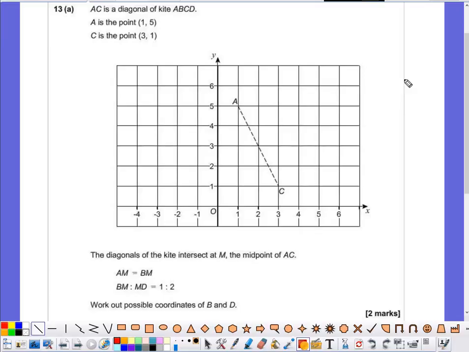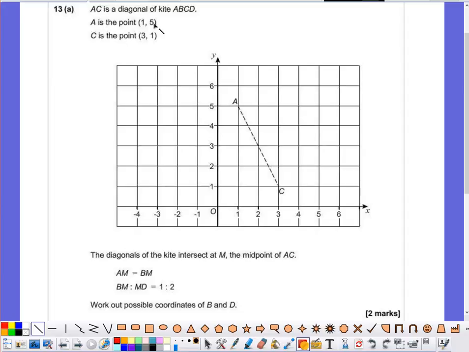Question 13a. AC is a diagonal of kite ABCD. That means that this is not the edge of a kite, so we can't just look at this and try to draw in our own freehand idea a kite that uses that as one of the sides. It's not quite right. This is going to give us either a line of symmetry or the T-bar through the middle of our shape.